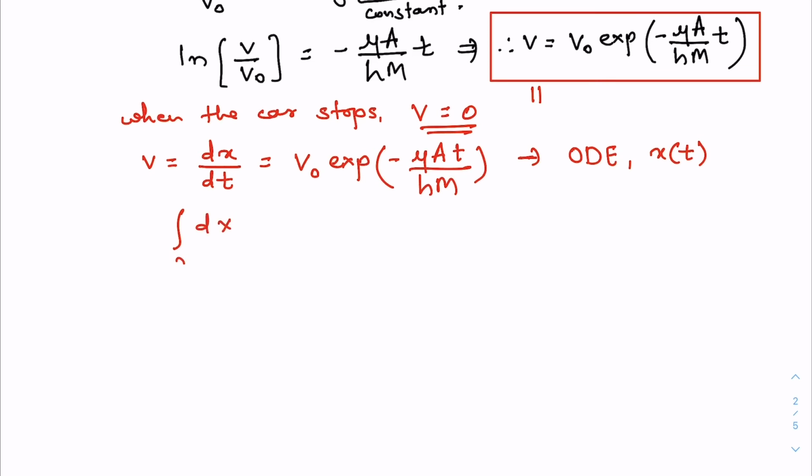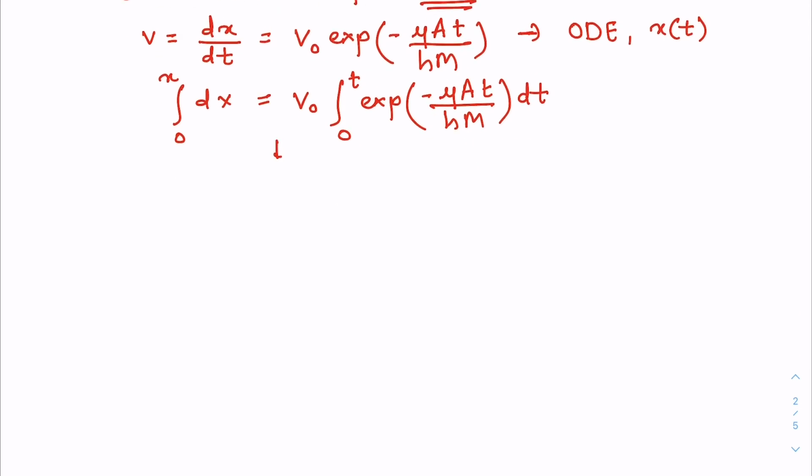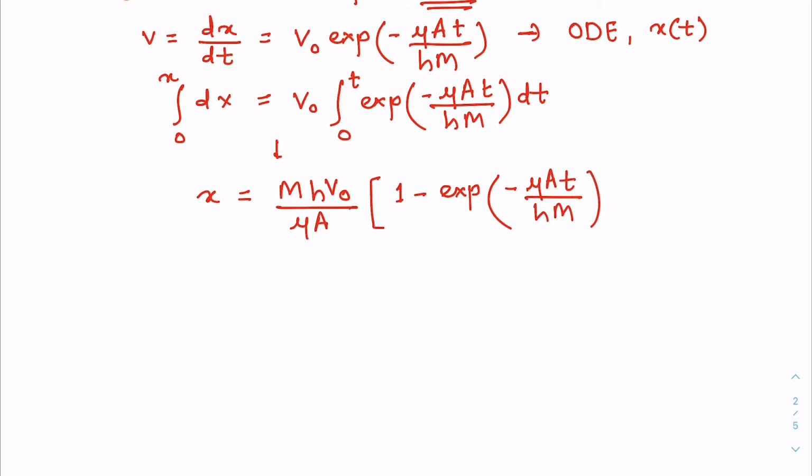dx from 0 to x is basically equal to v naught times the integration from 0 to t of this term in the exponential, dt. So solving this, you will get x to be equal to m h v naught by mu times a, times 1 minus exponential minus mu a t by h times mass.